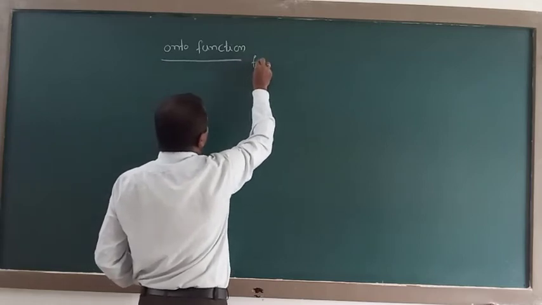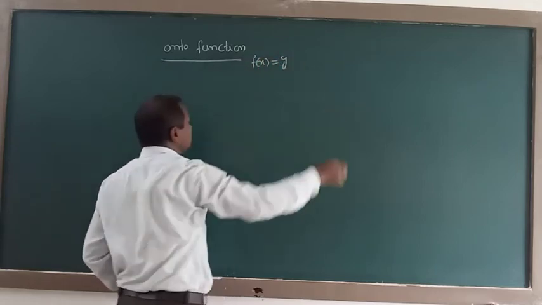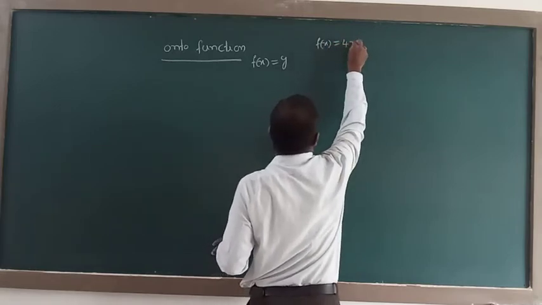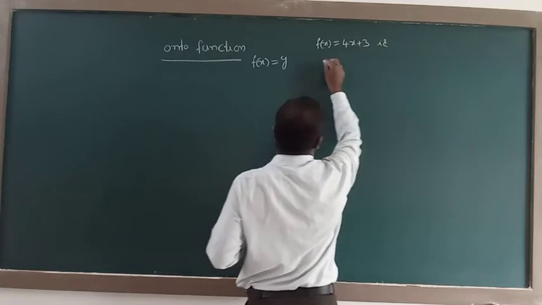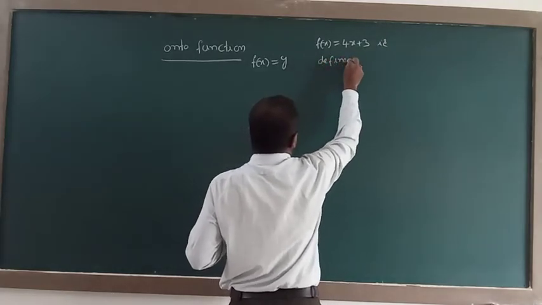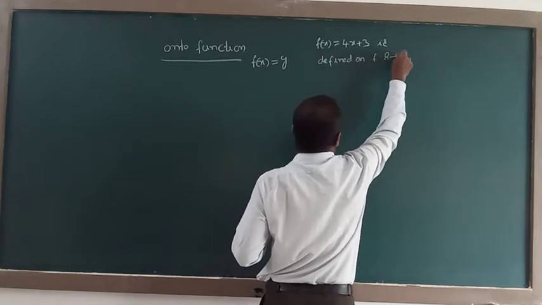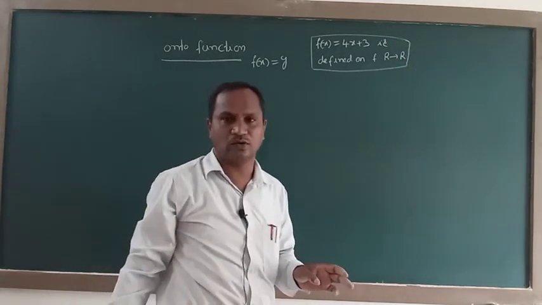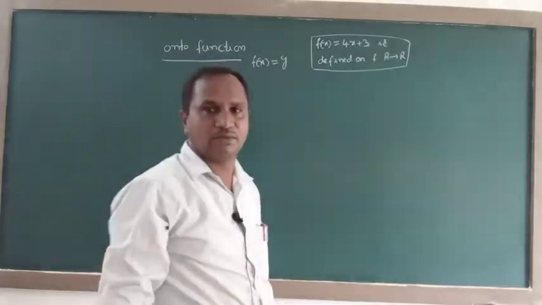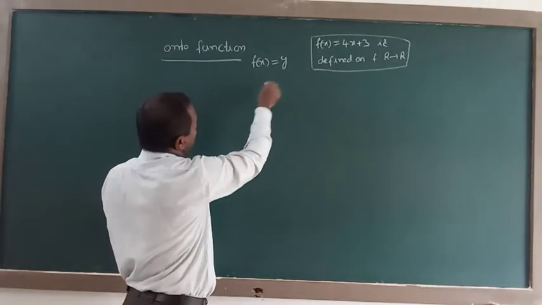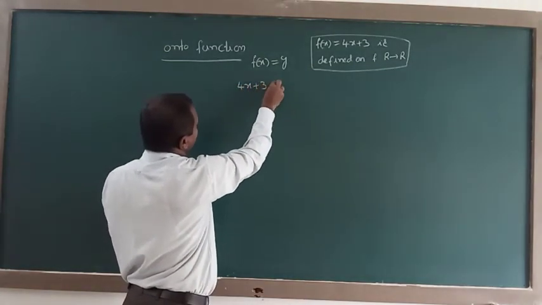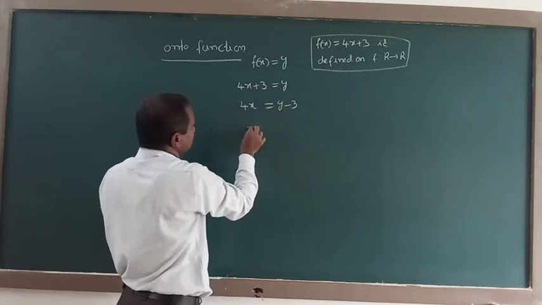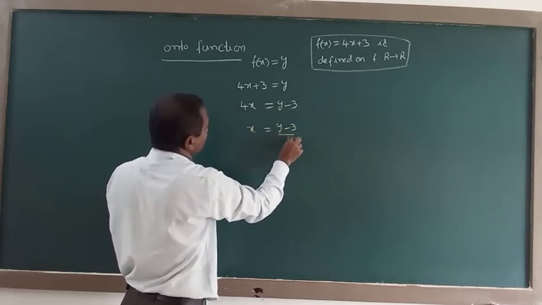The onto function formula is f of x equal to y. Here f of x is 4x plus 3, which is defined on f maps from R to R. See here, f maps from R to R means f of x is 4x plus 3 is equal to y, and 4x is equal to y minus 3. X is equal to y minus 3 by 4.